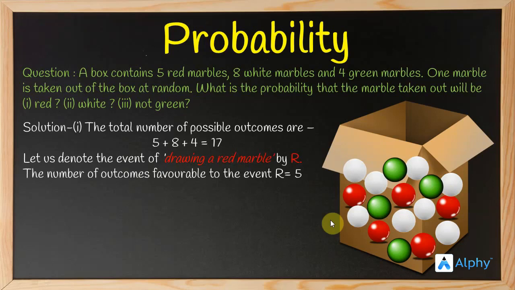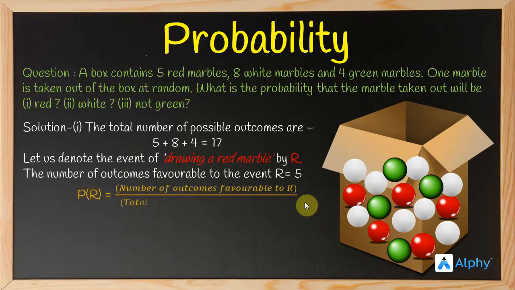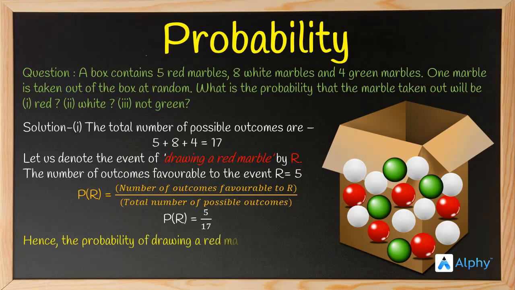Our formula for finding the probability will be P of R is equal to number of outcomes favorable to R by total number of possible outcomes. The number of outcomes favorable to R is 5 because there are 5 red marbles in the box. And the total number of possible outcomes is 17 because there are in total 17 marbles in the box. So the probability of drawing a red marble will be 5 by 17. Let's report our result. Hence, the probability of drawing a red marble is 5 by 17.